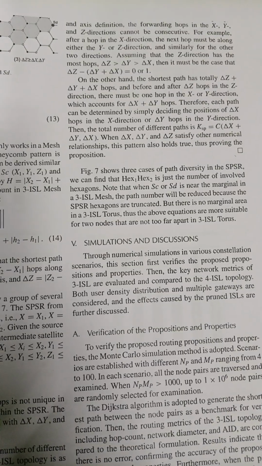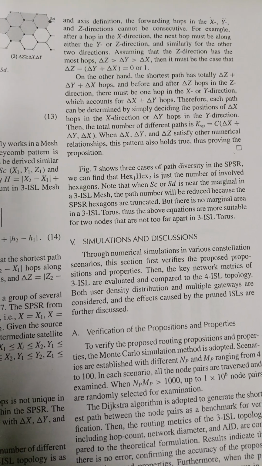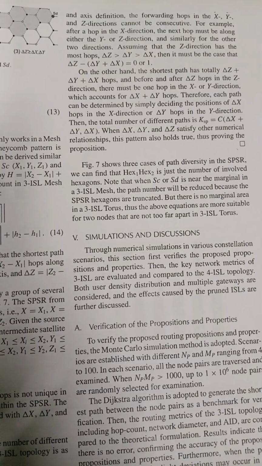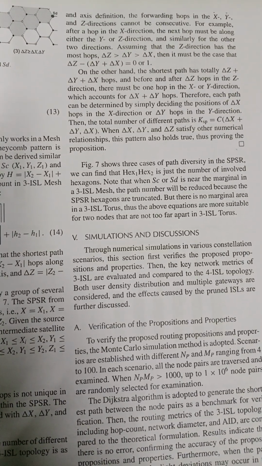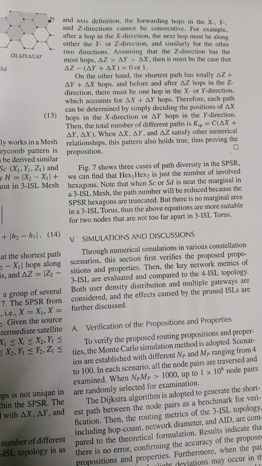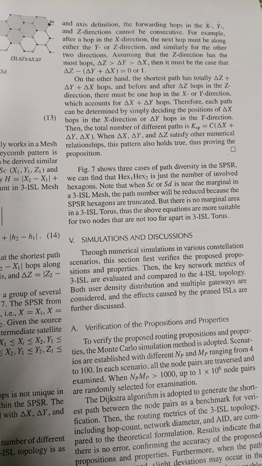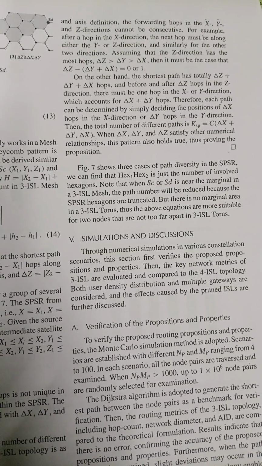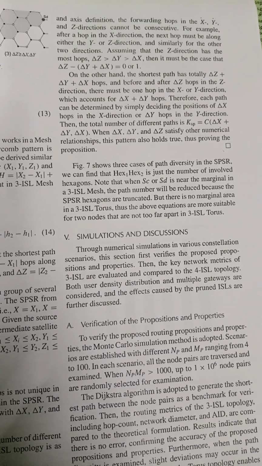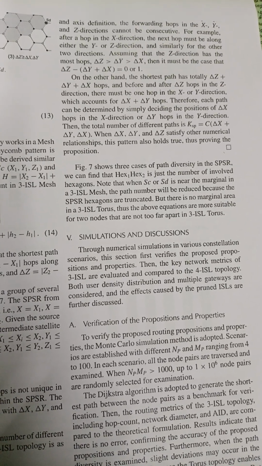On the other hand, the shortest path has total hops before and after the del z hops in the z direction, and there must be one hop in the x or y direction, which accounts for del x plus del y hops. Therefore, each path can be determined by simply deciding the positions of del x and del y hops in the x direction and y direction respectively. Then the total number of different paths satisfies the numerical relationship. This pattern also holds true, thus proving the proposition.